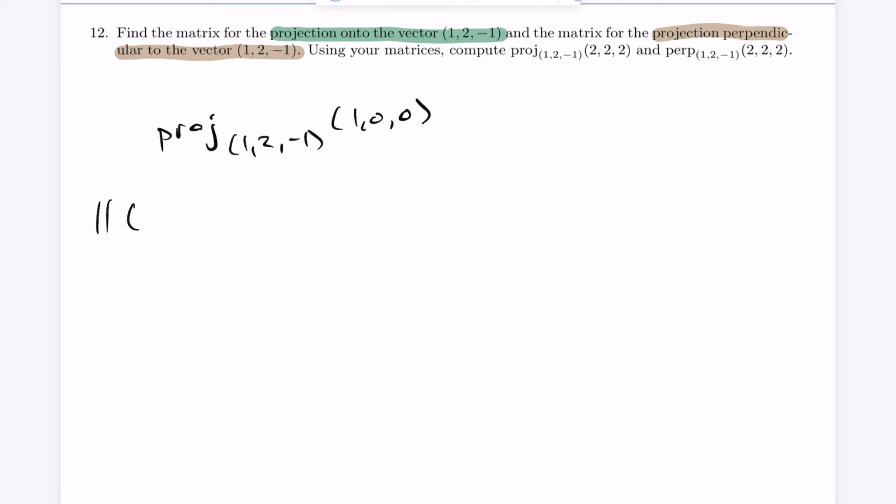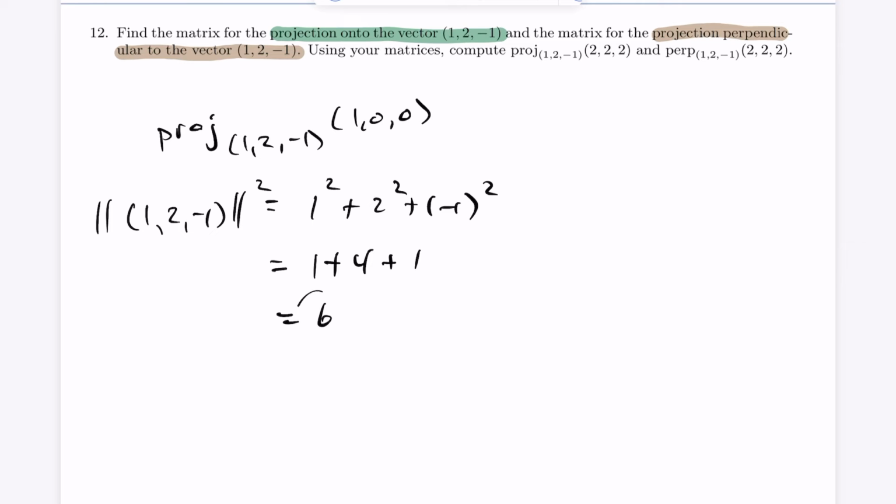So just like before, I'm going to calculate the length of this vector. This is going to be 1 squared plus 2 squared plus -1 squared, and I get 1 plus 4 plus 1, which is 6. So now when I do my formula, if I let it act on 1, 0, 0, you're going to end up grabbing the first coordinate. So it's going to be 1 over 6 times the vector 1, 2, -1. That'll be our first column.